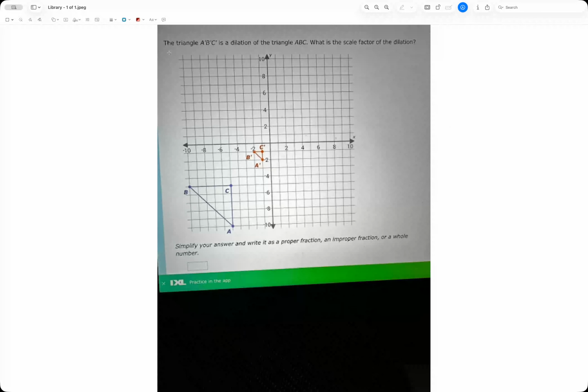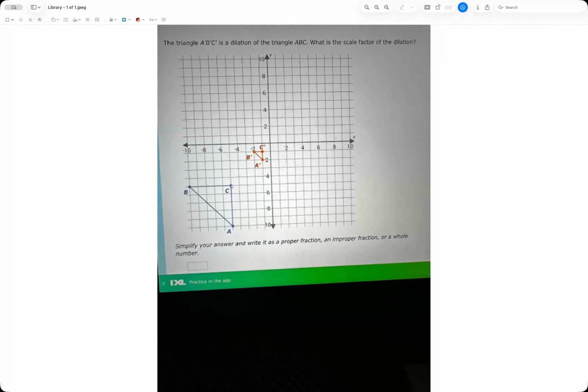Okay, so let's go through what the question is asking, and then I'll explain how to get the answer. So the triangle ABC is this little triangle here. You can see that the corners of the triangle, called the vertices or a vertex, are A, B, and C. So that's what that triangle is there. Is a dilation of the triangle ABC.